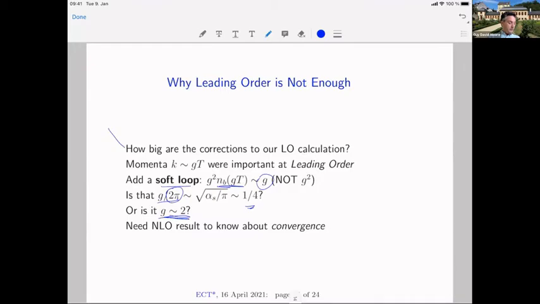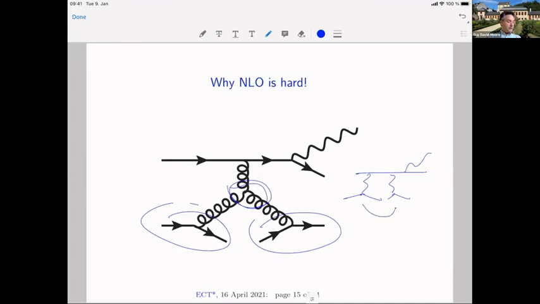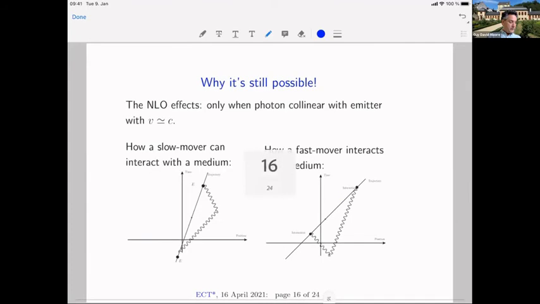And here's why it's hard. Think about doing this diagram. You need that at next to leading order. And you have everything. You have multiple particles involved. You have non-abelian vertices. And this is an amplitude and it interferes with the one where the scatterings are separate, and interferes with the one where the scatterings are in one order and where they're in the other order, and where they come before the photon and where they come after the photon, and all interfere. So this looks challenging. But it's still possible, and it's possible because of a nice, amusing piece of physics.